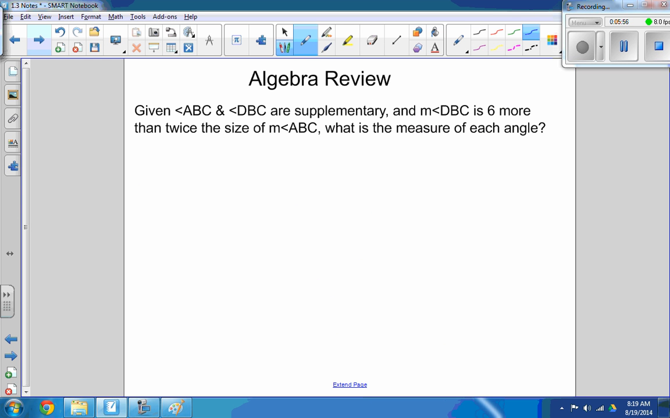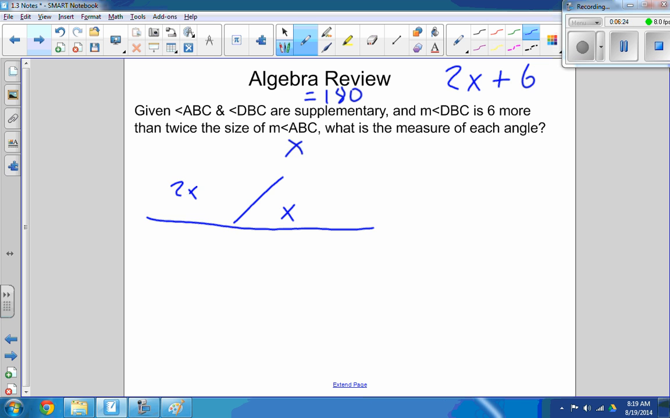Here, next problem, same idea. Given ABC and DBC are supplementary, remember supplementary means they add up to 180. DBC is 6 more than twice the size of ABC. So I'm going to say ABC is x. So twice is 2x. 6 more than that is plus 6. So here's my diagram. This one's x. This one's 2x plus 6. So DBC is the larger one this time. ABC is the smaller one.